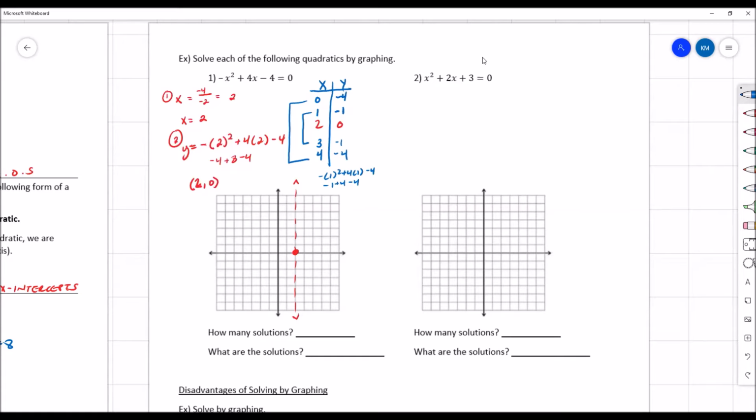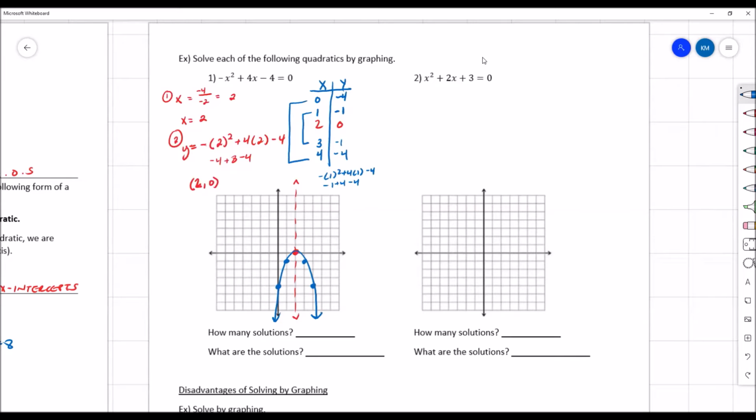Okay, but now we have all of our points. 1, -1, 0, -4, 3, -1, 4, -4. Okay, and so we double check to make sure that it makes sense. Our A value is negative, and so it should open down, which it does. It has a maximum value. We're good. Okay, so as we draw our parabola, completed after we made our table and all that stuff.